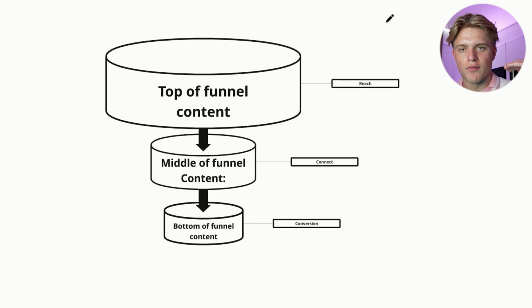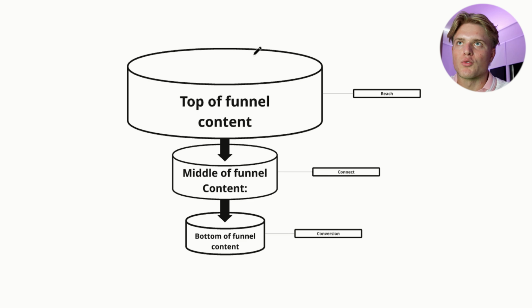There's 3 tiers of content when you're trying to convert a lead, okay? You have your top of funnel content, which is reach content, and we'll dive into that more in a second. You have middle of funnel content, which is connection content. And then the bottom of funnel content is conversion content, all right? So you've got these 3 points in the funnel to convert a lead into a recruit, right?